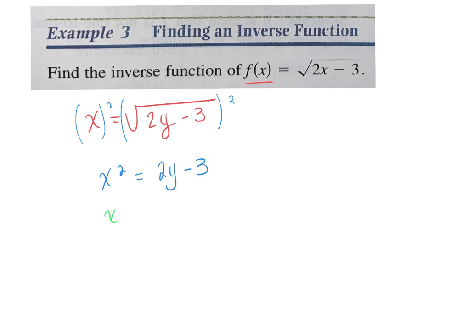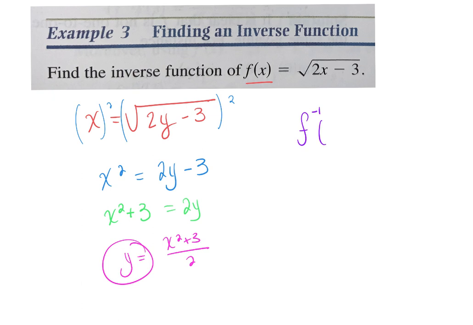Add your 3 over and divide by your 2. So y equals (x squared plus 3) over 2. You do want to rewrite this notation to be correct. It's not y; technically, it was written in f of x. So we're going to say f inverse of x equals (x squared plus 3) over 2.